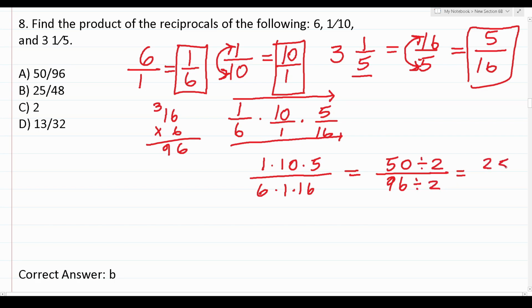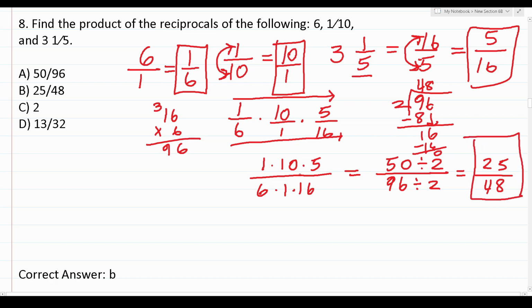And of course, we can reduce this by dividing 50 as well as 96 by 2. 50 divided by 2 is 25. 96 divided by 2 is 48. Can't do that in your head. I'll work it off to the side here. We have 96 divided by 2. How many times does 2 go into 9 without going over? Well, that's going to be 4 times. 2 times 4 is 8. 9 minus 8 is 1. Drop down our 6 here. 2 goes into 16 8 times without going over. 2 times 8 is 16 with no remainder. And we can't simplify this any further, so our answer in this case is 25 over 48.